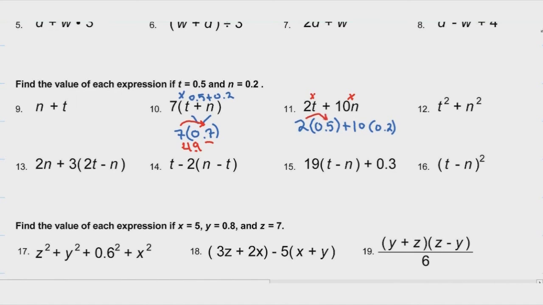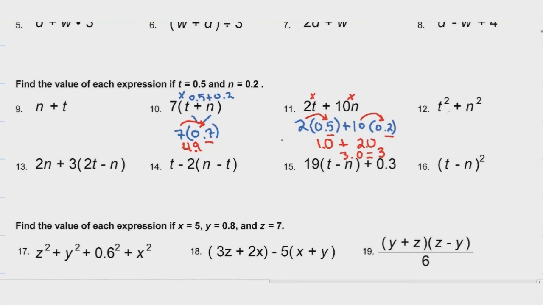We have 2 times 5, which is 10. And again, we have 1 digit to the right of the decimal, so we have to have 1 digit to the right of the decimal, so that becomes 1.0. Then we have 10 times 2, which becomes 20. And we have 1 digit to the right of the decimal, so we need 1 digit to the right of the decimal. So we have 1.0 plus 2.0, which is 3.0. But if you look up at the top, you're not going to find a 3.0 because 3.0 also equals 3.